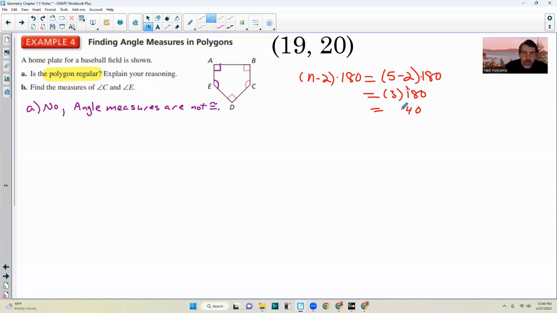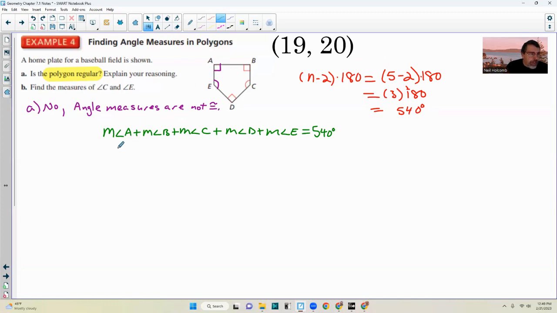3 times 1 is 3 plus 2 is 5. So I know this has 540 degrees. I'm going to show all my work. So I'm going to say the measure of angle A plus the measure of angle B plus the measure of angle C plus the measure of angle D plus the measure of angle E equals 540 degrees. That's what we found a 5-sided figure to have as a sum.